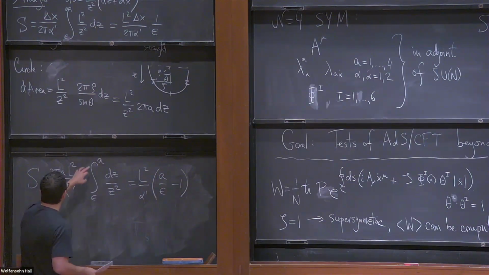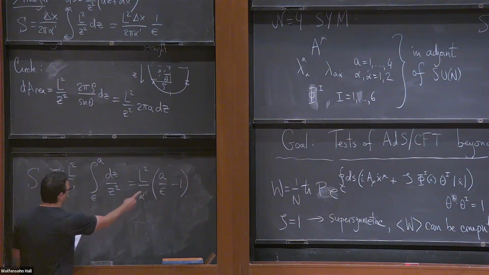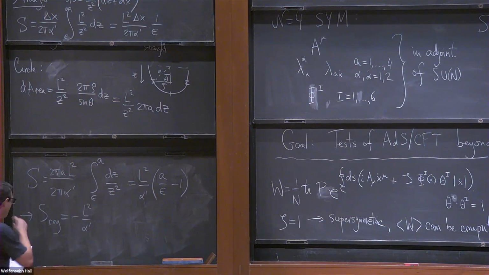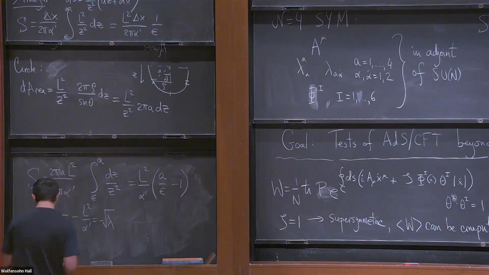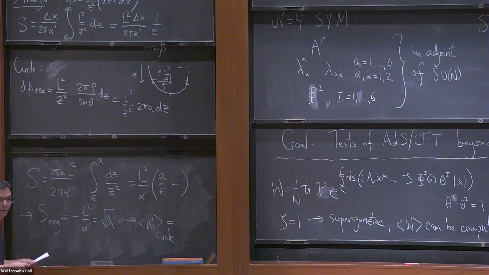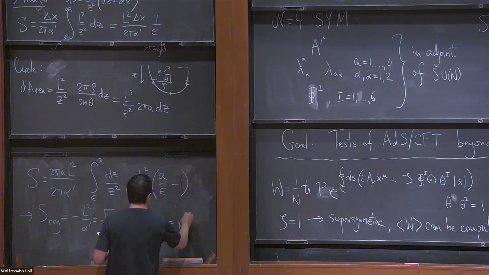Because of the upper limit of the integral, we get the 1 over a, and that 1 over a cancels the a up front. So the regularized action is minus, we forget about the 1 over epsilon term, so it's minus L squared over alpha prime, which according to the dictionary, alpha prime is L string squared, so this would be minus square root of lambda. So this means that the expectation value of the circular Wilson loop is what? E to the plus square root of lambda.